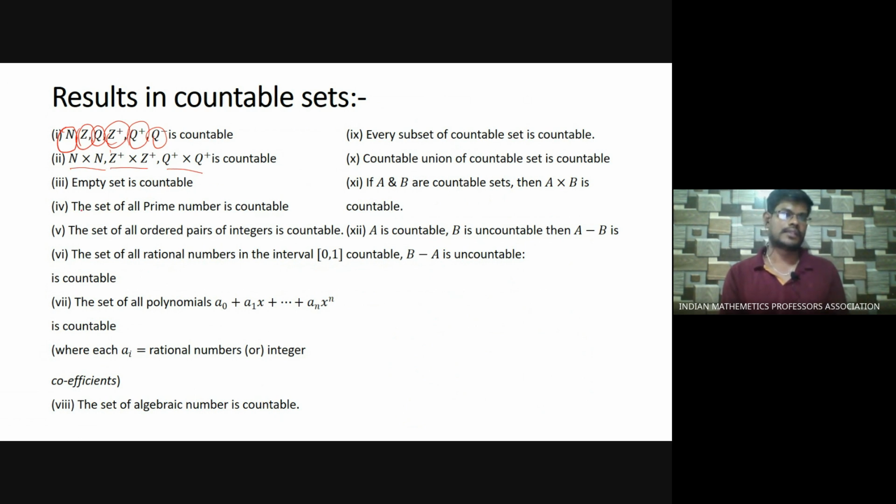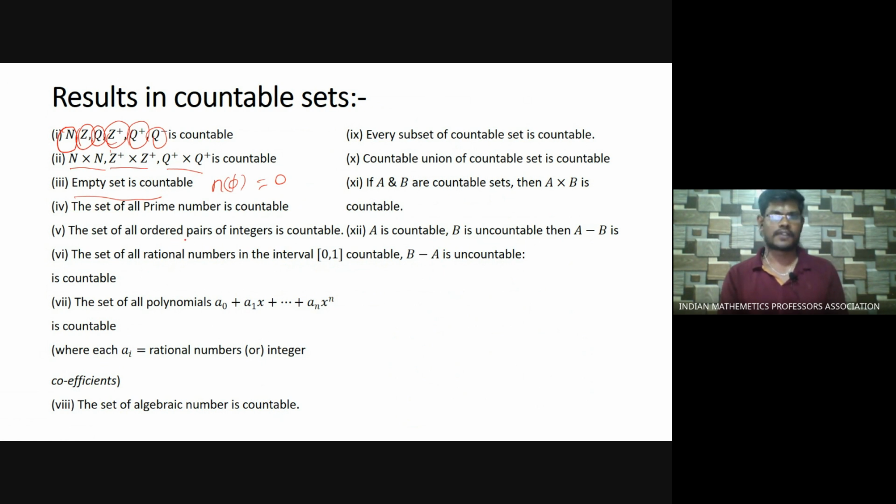Okay, the third one: the empty set is countable. This is an obvious result, already checked, since n of pi is equal to 0. And the fourth one: the set of all prime numbers is countable. This is also one of the obvious results.